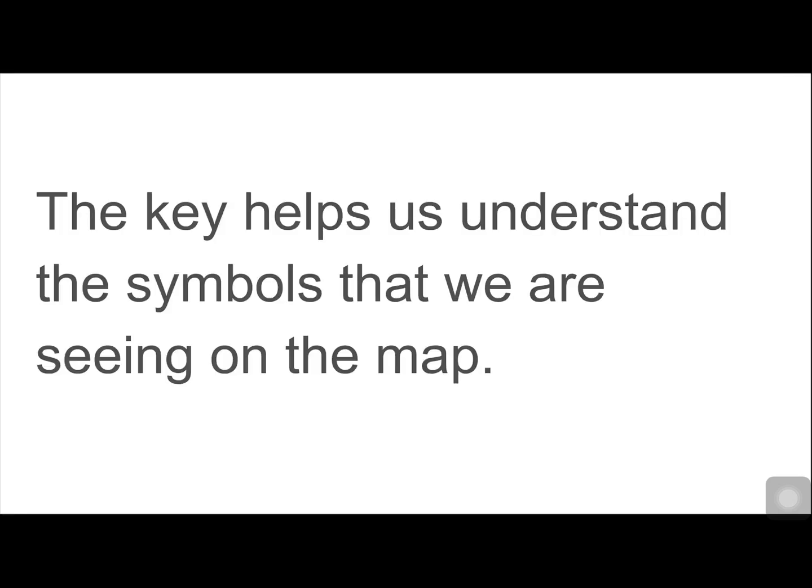The next important word is key. The key helps us understand the symbols that we are seeing on the map. Sometimes there's not a key and they put the little word right next to the symbol. So there are different kinds of maps. There are so many different kinds of maps.